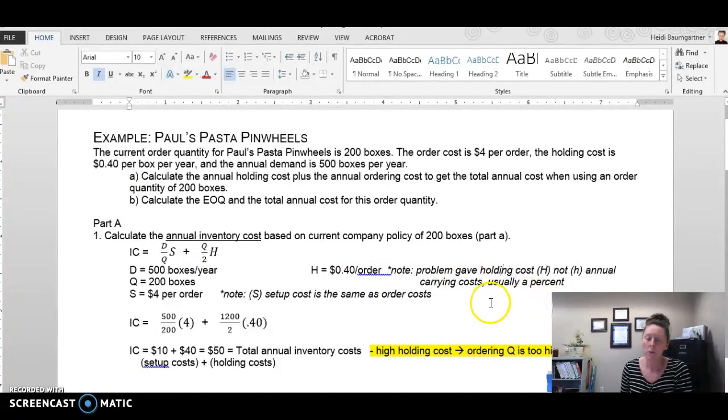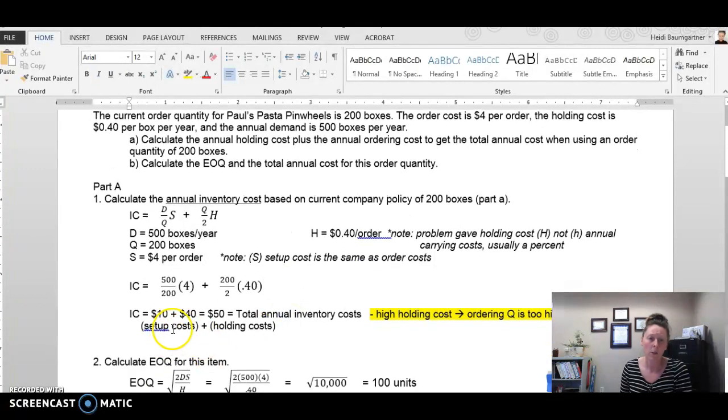There's a note there to call that out as well. Notice that S, the setup cost, is the same as ordering costs. So we take our numbers and plug them into the equation for IC equals demand 500 divided by order quantity of 200 times 4, the setup costs, plus order quantity of 200 divided by 2 times our holding costs of 40 cents.